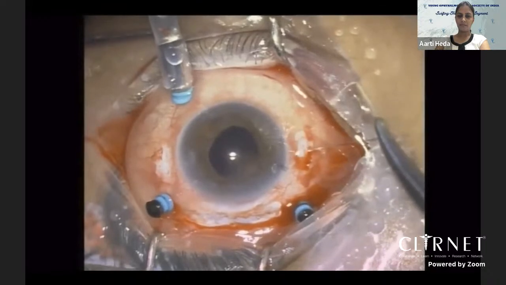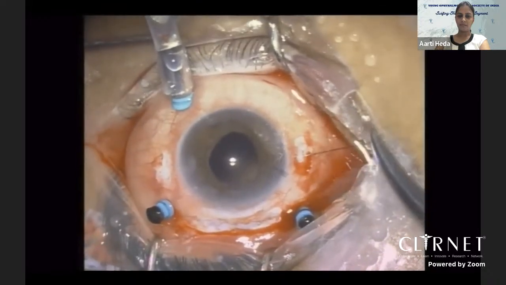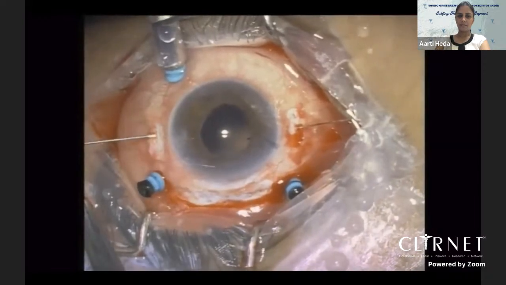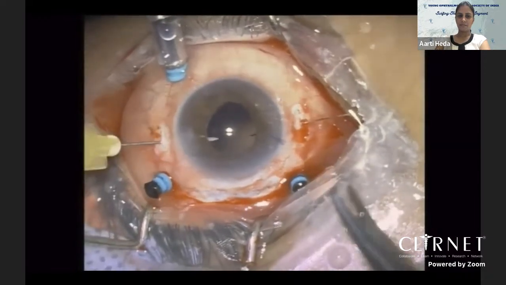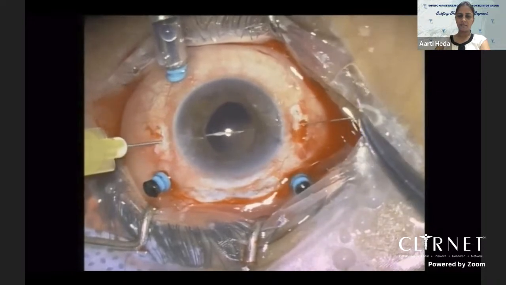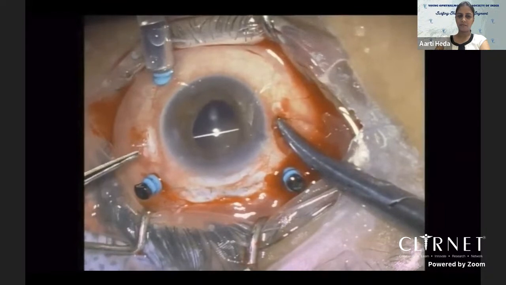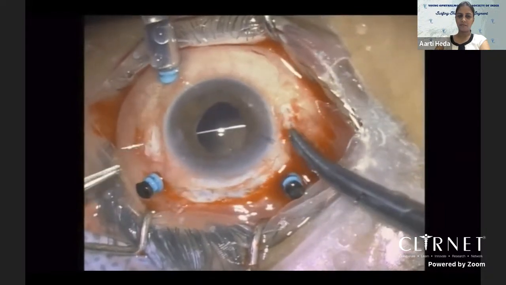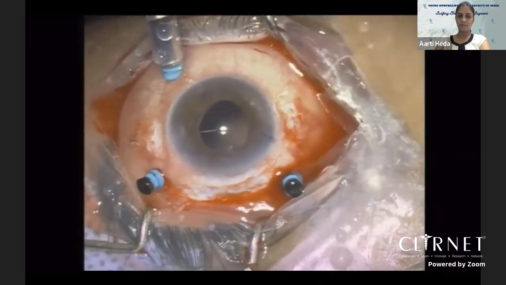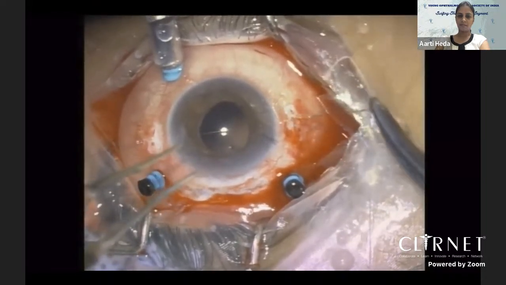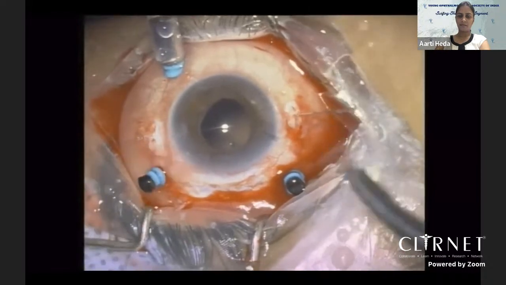I'm using a 9-0 Prolene here with a straight needle at its end. On the other hand, I have a 30-gauge needle which will help us in docking the 9-0 Prolene. Now we have to be really careful while performing this step, because otherwise it can lead to complications. It can hit the iris on the other side and injure the retina as well.